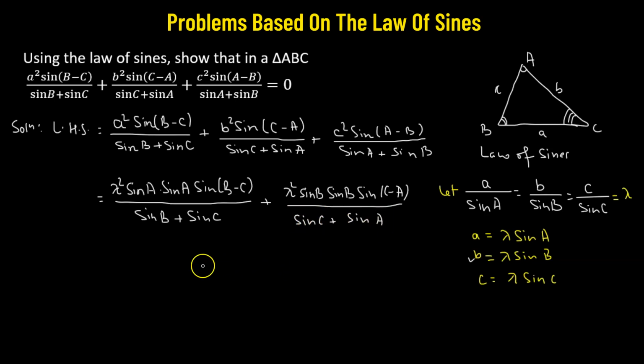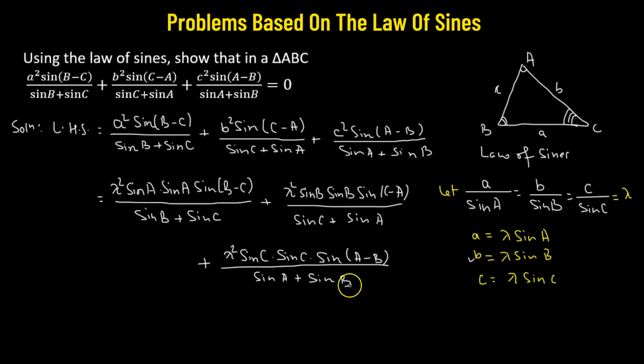And we have our third term. In the third term, we have c squared. So c squared is represented by lambda squared times sine C times sine C, multiplied by sine of (A minus B), whole divided by sine A plus sine B.